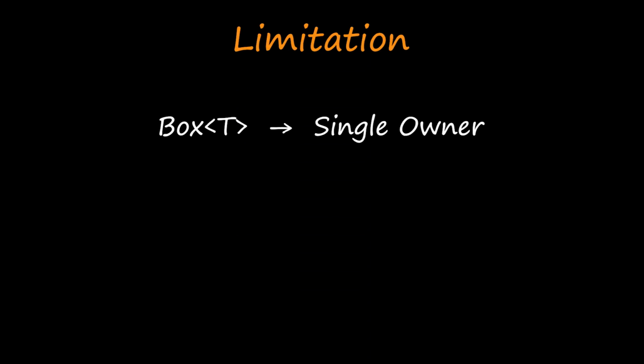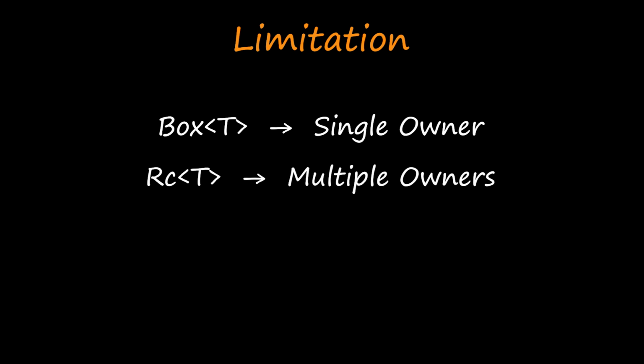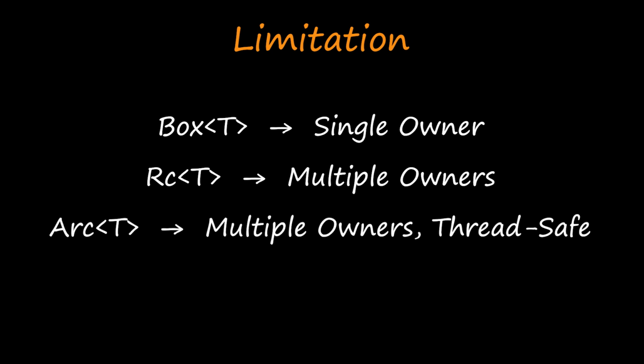A limitation of box is that it supports only one owner at a time, making it the simplest among the smart pointers. For multiple owners, we use the Rc smart pointer, and we can use Arc when multiple owners are needed in a thread-safe environment. But these are not topics to discuss before we learn multi-threading. So that's all about the box smart pointer.